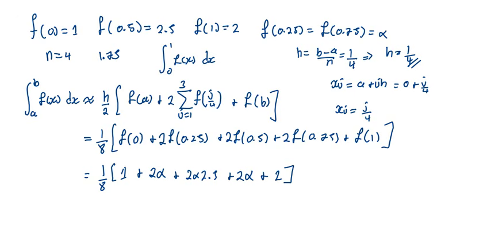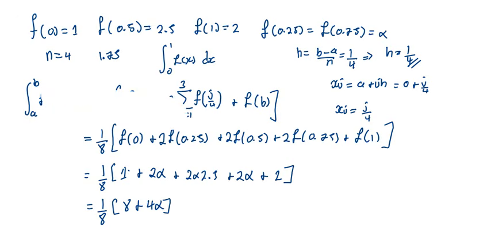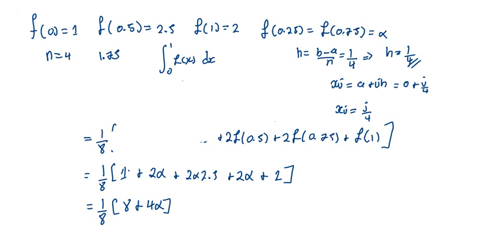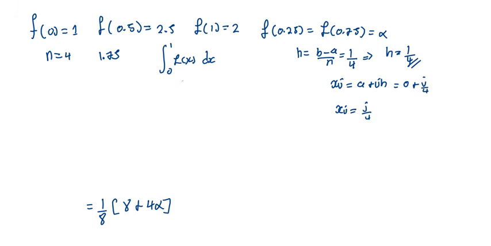Okay, so this is simply 1 over 8. So 1 plus, if you multiply 2.5 times 2, that's 5. So 5 plus 1 plus 2, that's going to be 8, plus 2 alpha plus 2 alpha, that's going to be 4 alpha, like this. Okay, so we actually have everything that we need now to come up with the final answer. So remember, we are taught that when you use the composite trapezoidal rule, when n is equal to 4, we end up with that answer there.